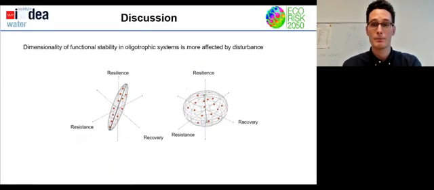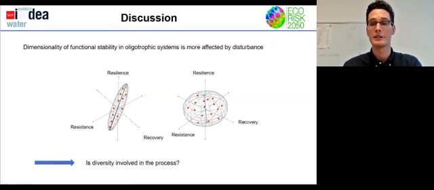I want to start pointing out that our results show that functional stability was more affected by disturbance in oligotrophic systems. As oligotrophic systems were characterized by high diversity, the spontaneous question is: is diversity somehow involved in this finding? Well, the answer is, it depends. Indeed, we suggest that the response of functional stability to disturbance depends a lot on how you measure functional stability.